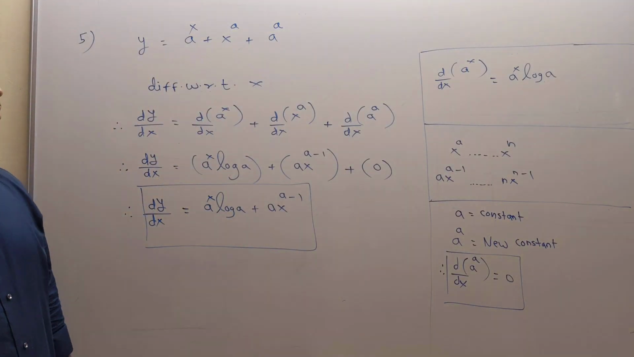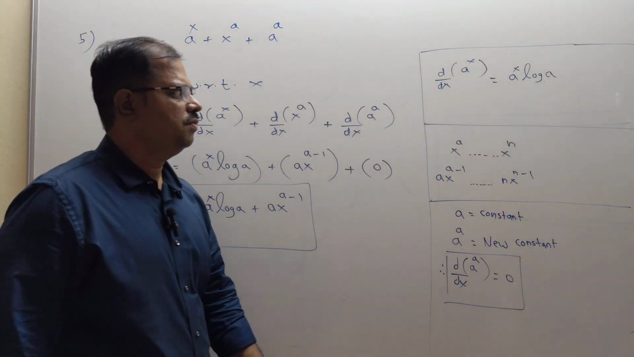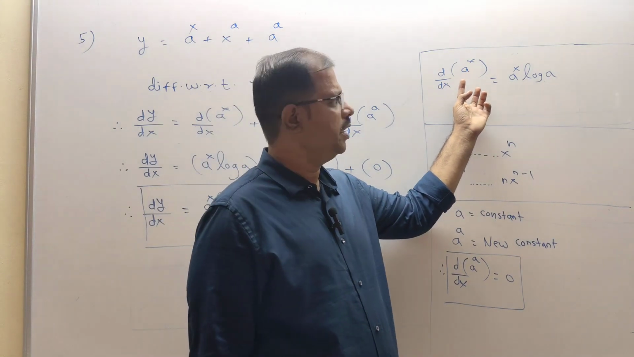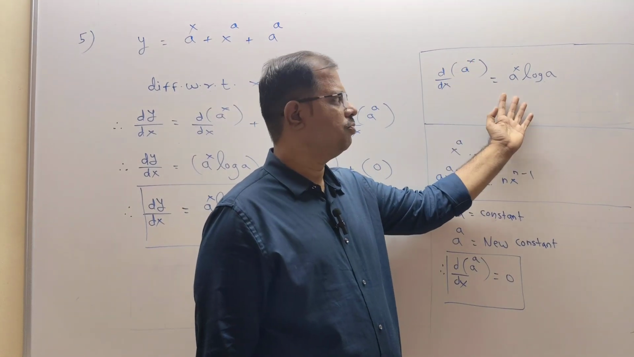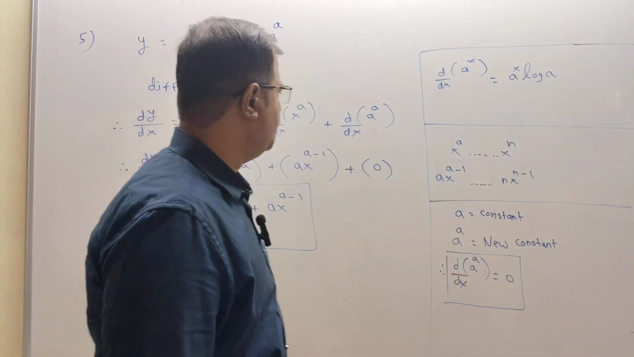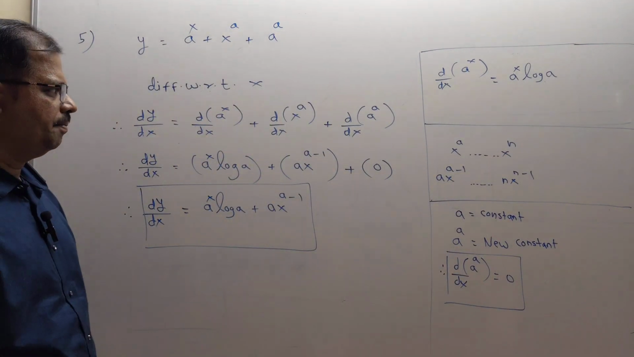Now there are three types of terms. A raised to x, we know that the derivative of a raised to x is a raised to x log a. For example, derivative of 2 raised to x is 2 raised to x log 2. Derivative of a raised to x is a raised to x log a.